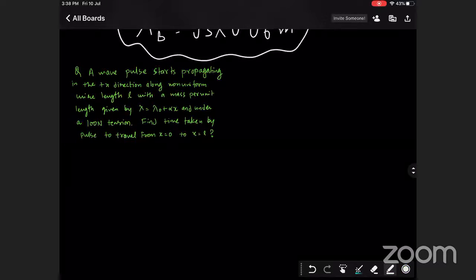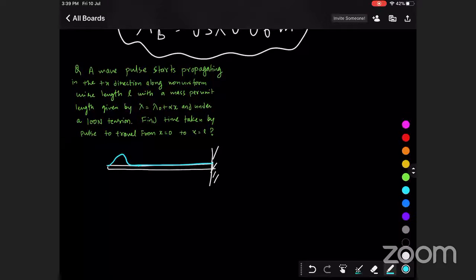There is an easy method. Suppose this is the wire, बच्चों. It is a tight wire, and there is a pulse generated at the left hand, and this pulse is moving forward. But the problem is that the wire is non-uniform. Mass per unit length of the wire is changing. So velocity is not uniform.